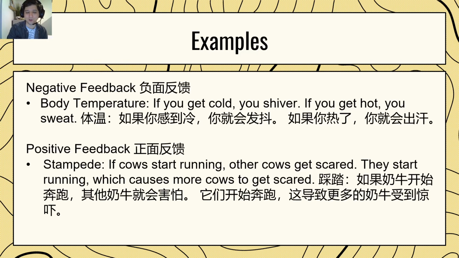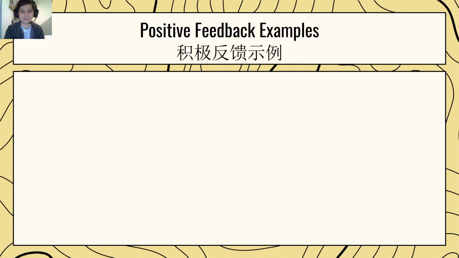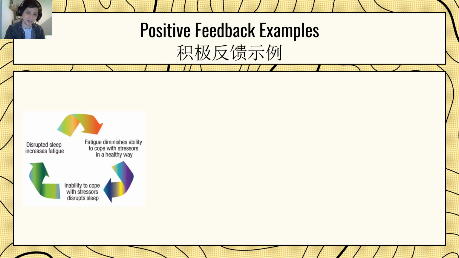So there are many examples that are pretty easy to imagine in the world for negative feedback, but I have some examples for positive feedback because maybe it's a little bit harder to think of. It's a little bit more uncommon. So here's one. Fatigue, which is like being tired, diminishes your ability to cope with stressors in a healthy way. Your inability to cope with stressors disrupts your sleep. Disrupted sleep increases your fatigue, right?